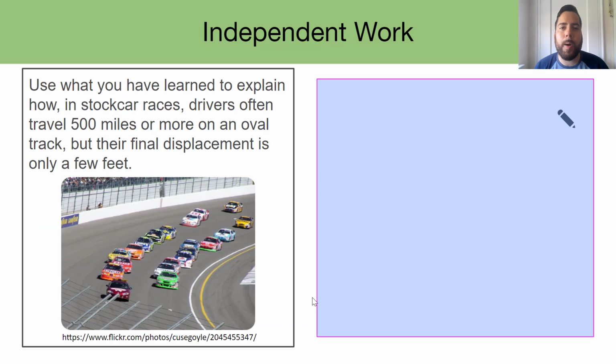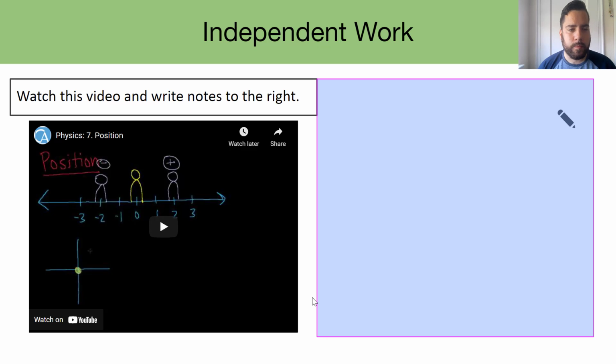Okay, so let's take a moment and revisit that question that we led off this lesson with. Using what we've learned so far, explain why the distance of the race car drivers was more than 500 miles, but their displacement is very close to zero. We have another support video here that you guys can watch and take notes to the right. This video goes a little more in depth in using a number line to determine position.